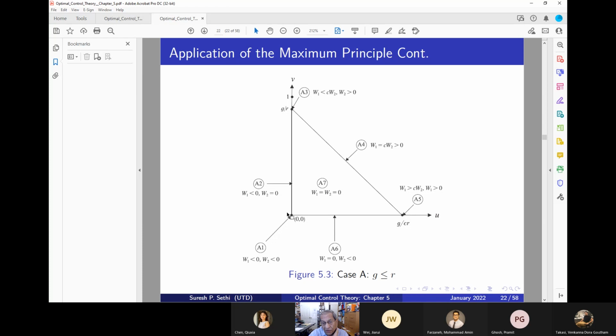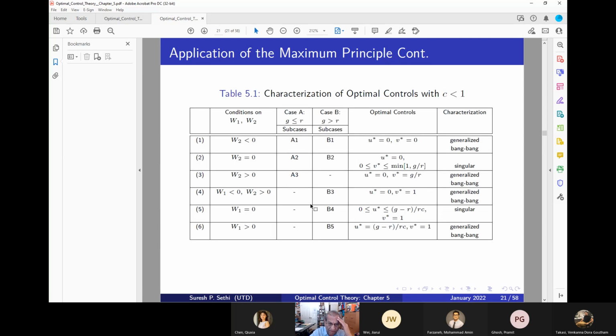Or if there are more than two control variables, then the feasible space is like a simplex, in this case a triangle. Then the control can switch from this point to that point to that point to that point. That's kind of a generalized bang. When the Hamiltonian is linear in the control variable, I call it a generalized bang. Okay, so that's understood. The question now is how to solve the problem.